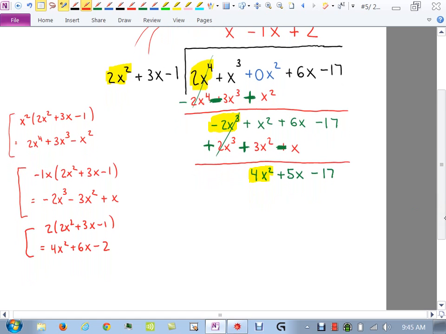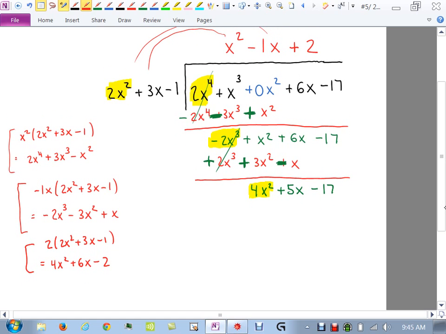I'll try and bring that down a little bit. I hope y'all can see that down there. Put it underneath, 4x squared plus 6x minus 2. Come through, change the signs, minus 4x squared minus 6x plus 2. The first ones cancel. What do we get on the x terms? Negative, just a negative x or negative 1x. And then minus 15. Negative 17 plus 2.